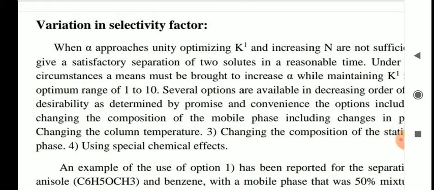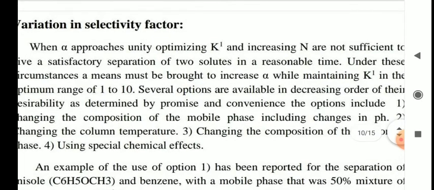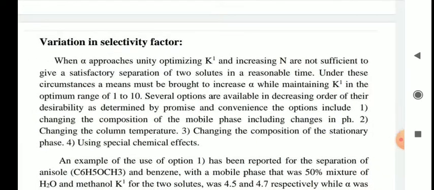When alpha approaches unity, that is when alpha becomes 1 or near to 1, then whatever you may do to k dash and whatever you may do to n, it will not be sufficient to give a satisfactory separation of the two solutes in reasonable time. So in that case, you have to increase alpha by maintaining k dash in the optimum range of 1 to 10. So keeping k dash in the range of 1 to 10, you have to have an alpha value which is more than 1.